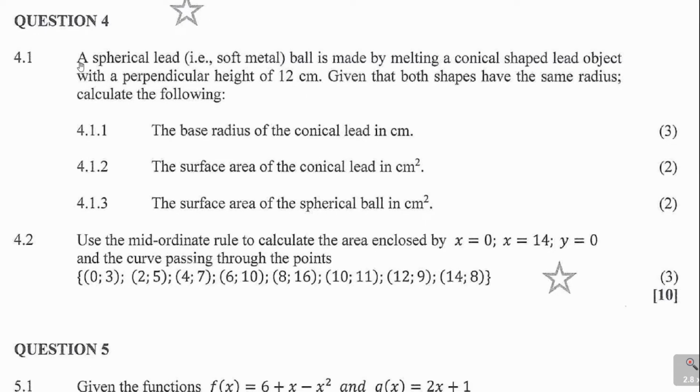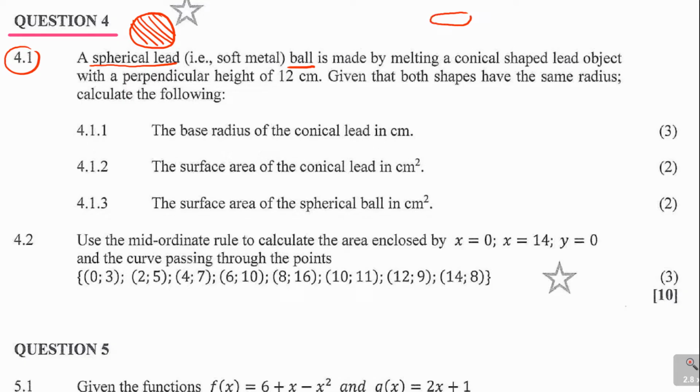So there is question number 4, and in question number 4, as I say, it's not a complicated part. It relies mainly on understanding your formulas. Let's look into it. It says 4.1, a spherical lead. Sphere is a round shape, so this is a sphere, spherical. That is a soft metal ball. You see, ball is made by melting a conical shaped lead.